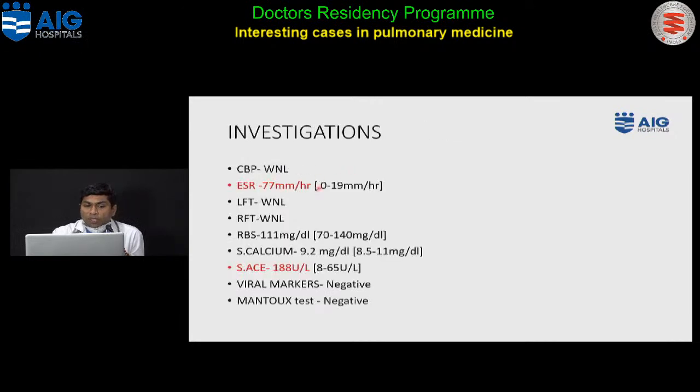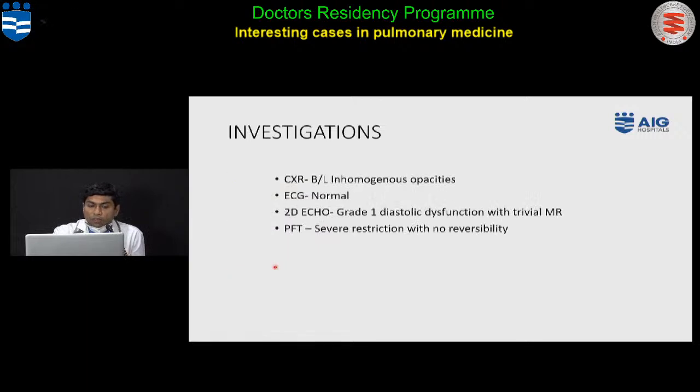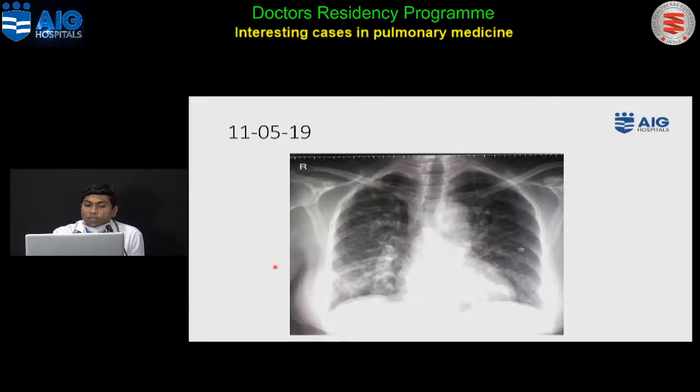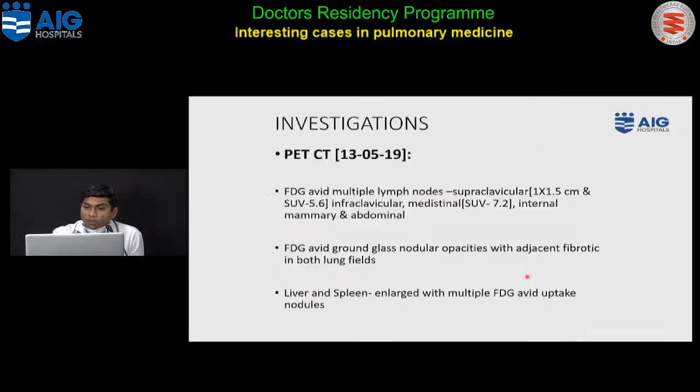And in the routine investigations, the ESR was elevated. Serum ACE, angiotensin converting enzyme levels were elevated. You can see that the levels are 3 times above the baseline, and the rest of the other investigations are normal. The 2D echo was normal, did not show any PAH or diastolic dysfunction. PFT showed a severe restriction with no reversibility. This is the X-ray showing a lot of parenchymal shadows in the lower zones.